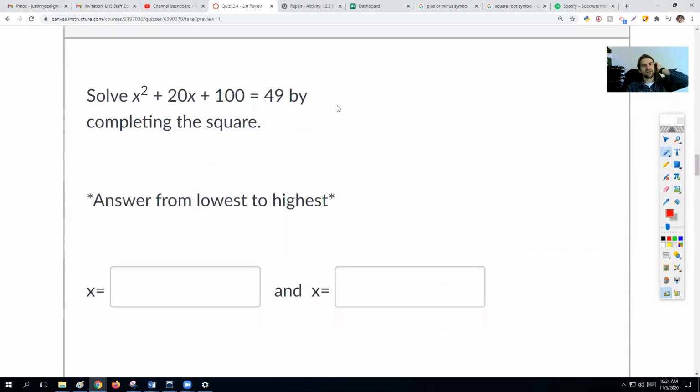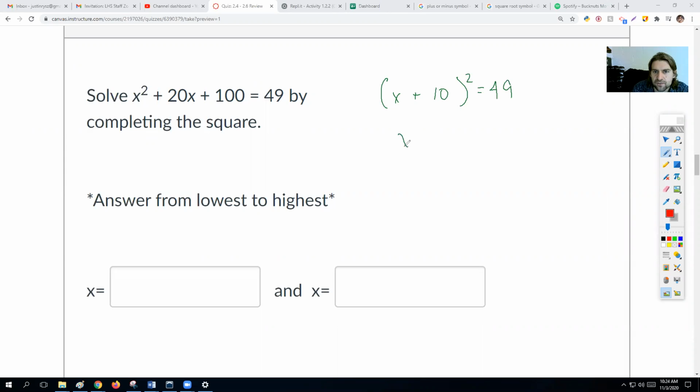All right. Solve by completing the square. We'll answer from lowest to highest. Okay. So when we complete the square, we double check. If I take this middle number, cut it in half, and square it, do I get that? I sure do. So we can write this as x plus 10, because 20 cut in half is 10, 10 squared is 100, so it does work out perfectly.